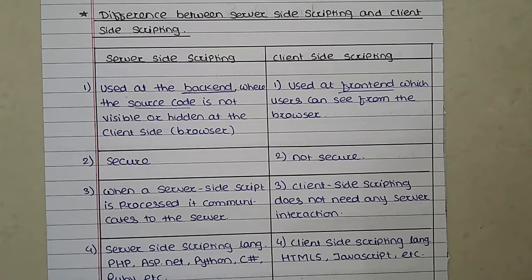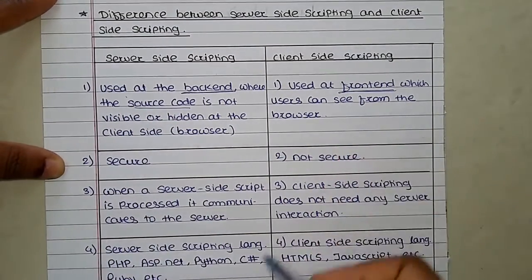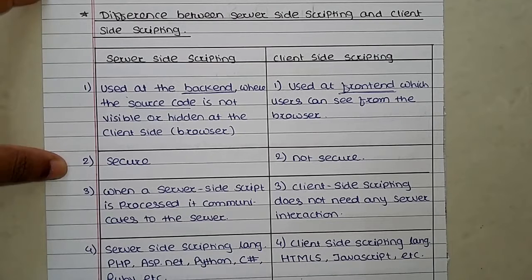On the other hand, client side scripting is the front end. Front end is the opposite: the source code is visible to the users. When we right click in the browser, you see an option to view the HTML source code. So this is the front end, where we can see exactly the source code for the particular web page. So the first difference is that server side scripting is back end and client side scripting is front end.